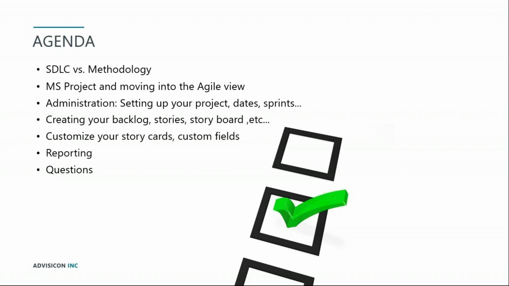Okay, so we are going to begin with just a real quick skim over SDLC versus methodology. I'm just going to throw that out there, especially for anyone that's new, to get that terminology down. Then we'll jump into live Microsoft Project and show the Agile views, administration, setting up your project initially, creating your backlog, your stories, your storyboards, and then customizing the look and feel and what you can see and what you can't, so that it may match your enterprise the way you're doing it now, or if your teams already have a storyboard on the wall with sticky notes, you can match those up.